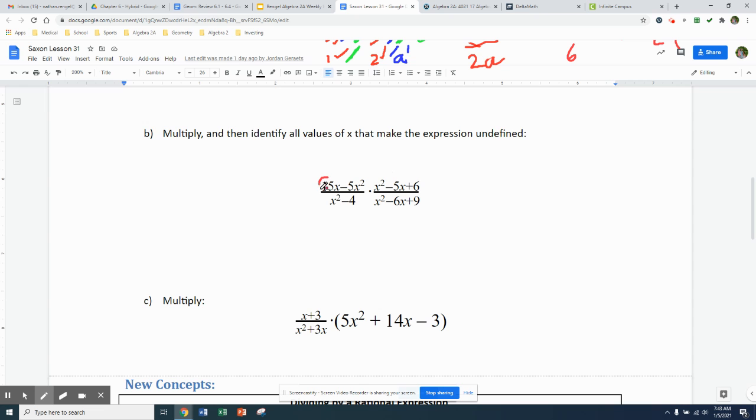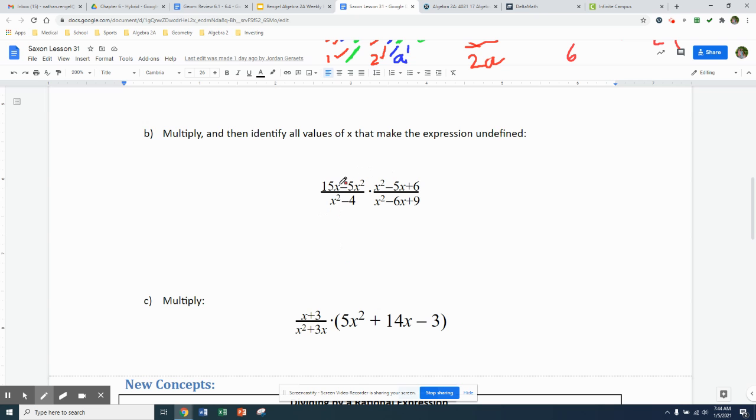So first I've got this 15 minus 5x squared. So I'm going to factor that first. I start looking: I've got two terms, and it's not a difference of squares. So I'm going to start to factor out a GCF. I look at the numbers, 15 and 5. They both have a common factor of 5. Then I look at my variables. I've got an x and an x squared.